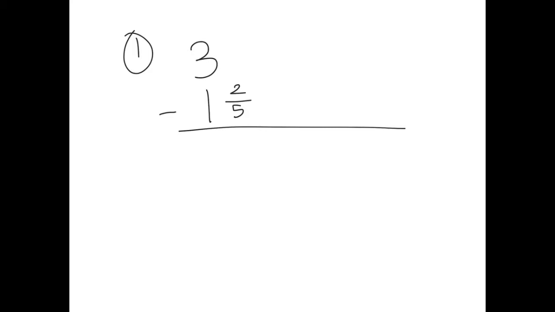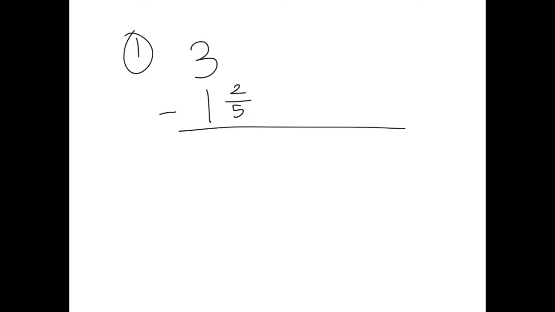Let's look at number 1 together. Number 1 asks us to take 1 2/5 from the number 3. Notice how I've lined it up. We want to line it up by place value: the fraction part where the fraction is, the whole number part where the whole number part is.